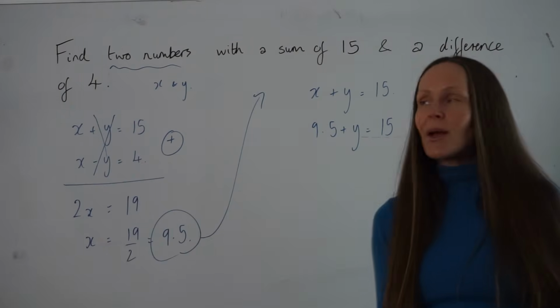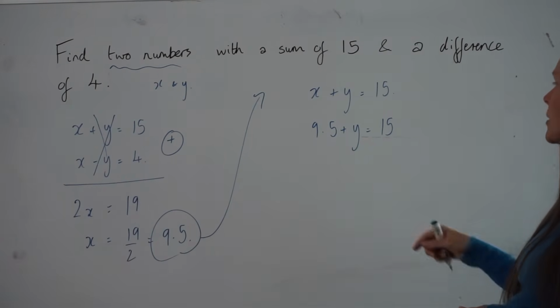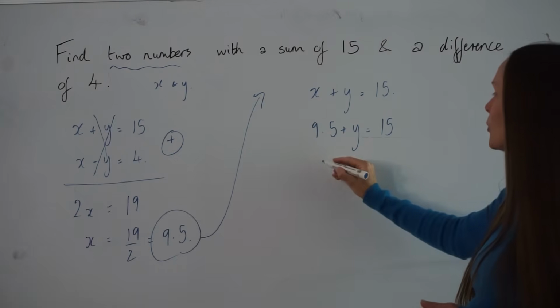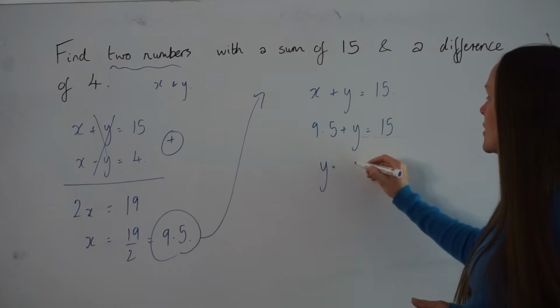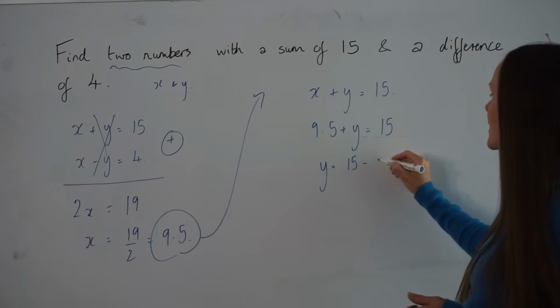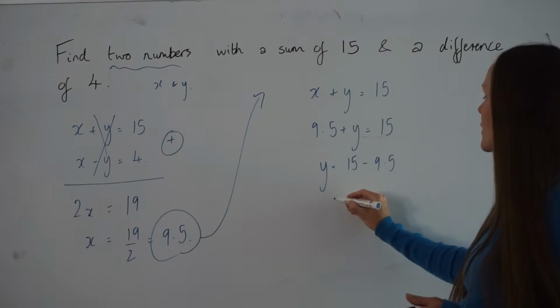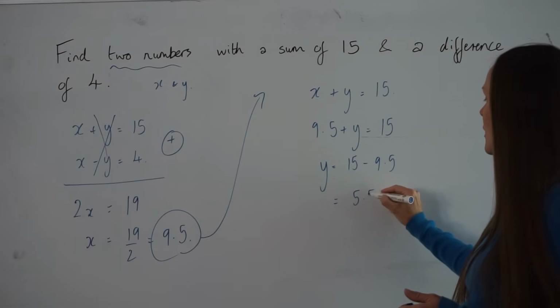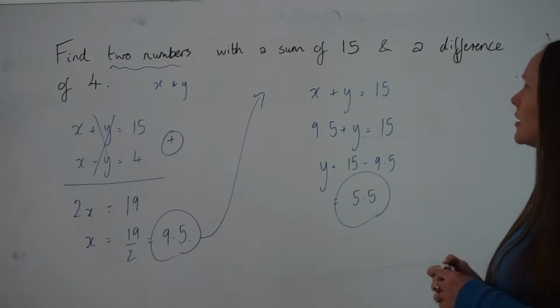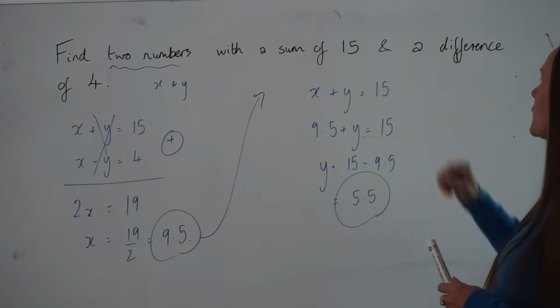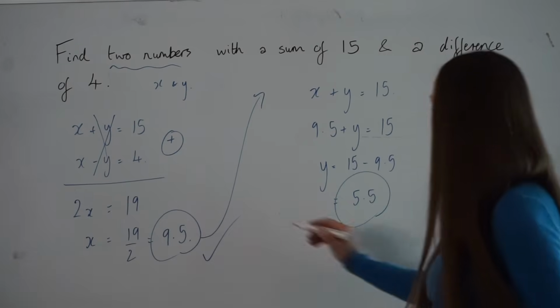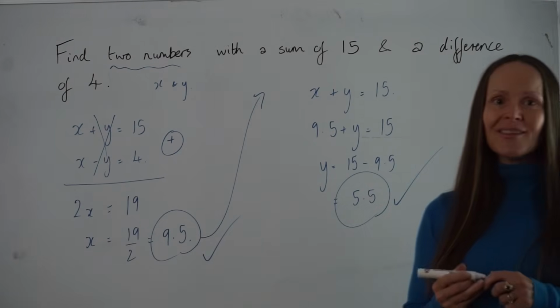So to solve this equation to find y, and so the second number, we have to subtract 9.5 on both sides. So y is equal to 15 take away 9.5, which comes to 5.5. Okay, so there is the second number. So the two numbers with a sum of 15 and a difference of 4 are 9.5 and 5.5.